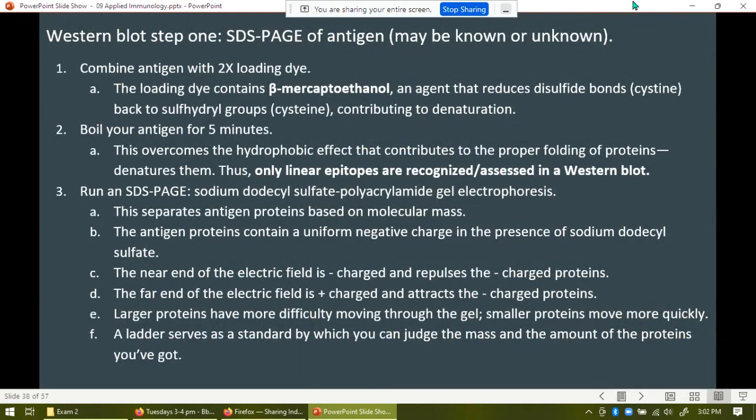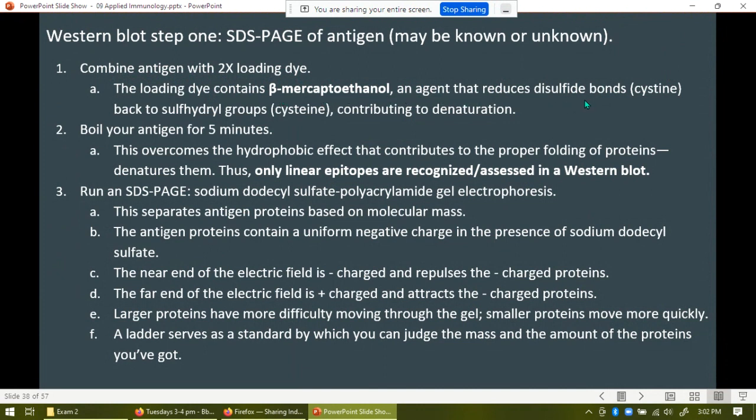So step one is the SDS page in the Western blot, and you're doing the SDS page on an antigen. Remember, SDS page gels are used for proteins. Agarose gels are usually used for DNA, although they can technically also be used for proteins. But first you're going to combine your antigen with a loading dye. And the loading dye contains a substance called beta-mercaptoethanol.